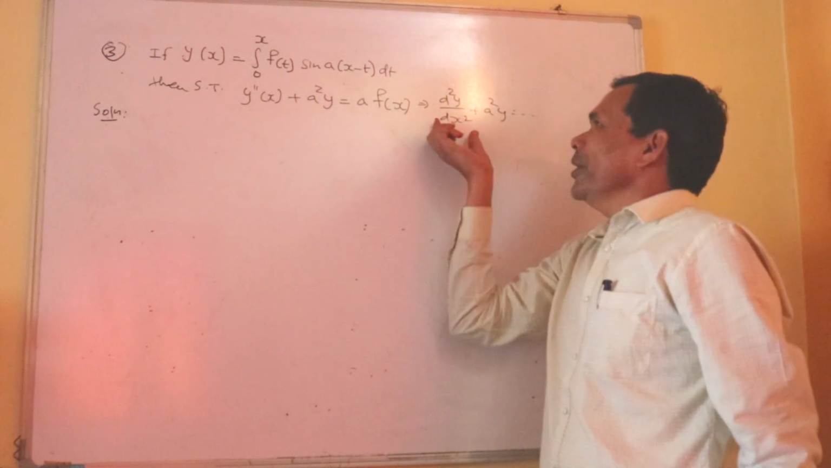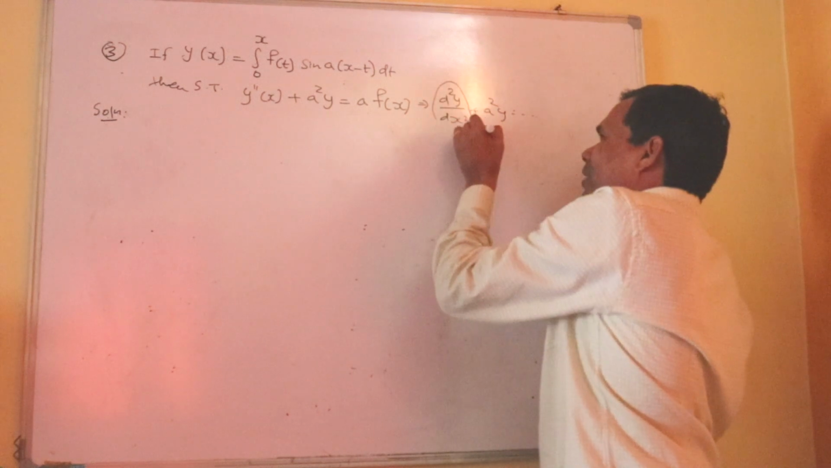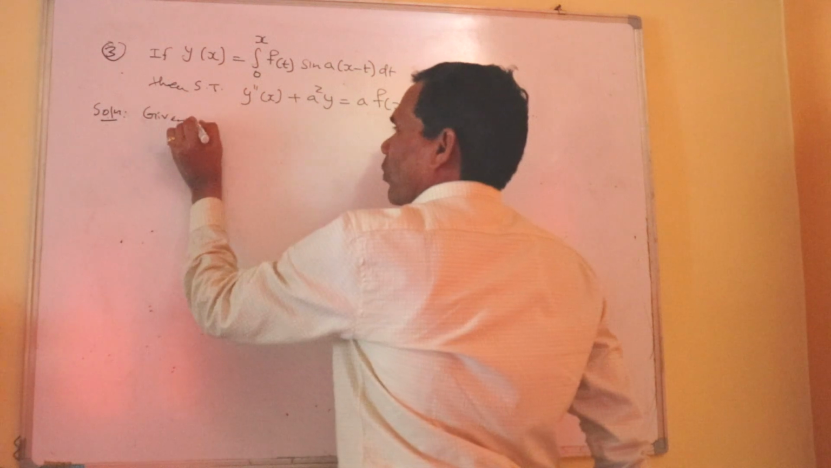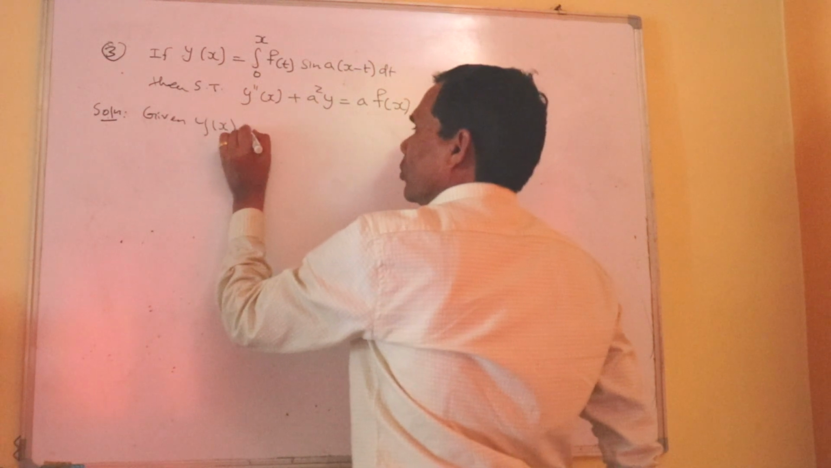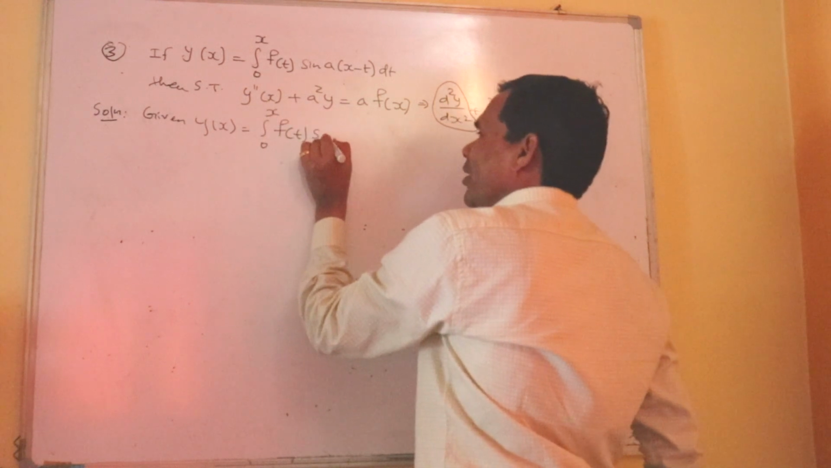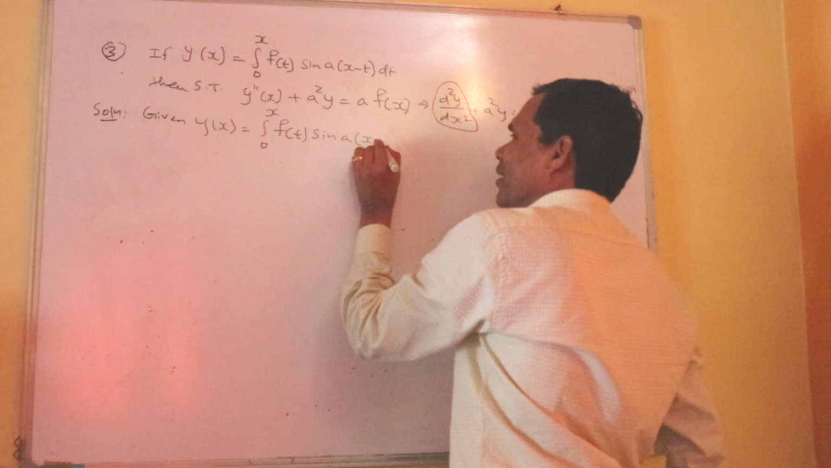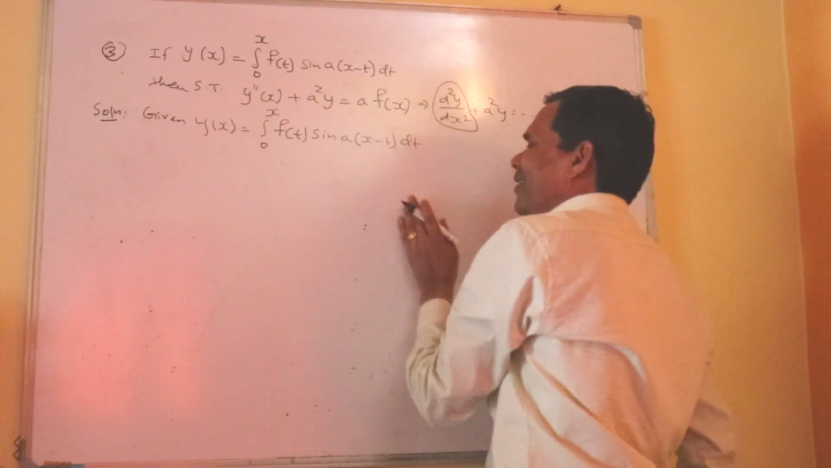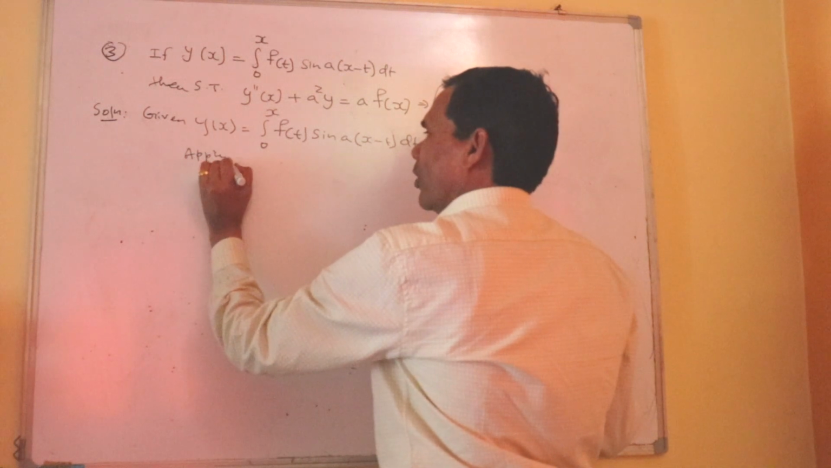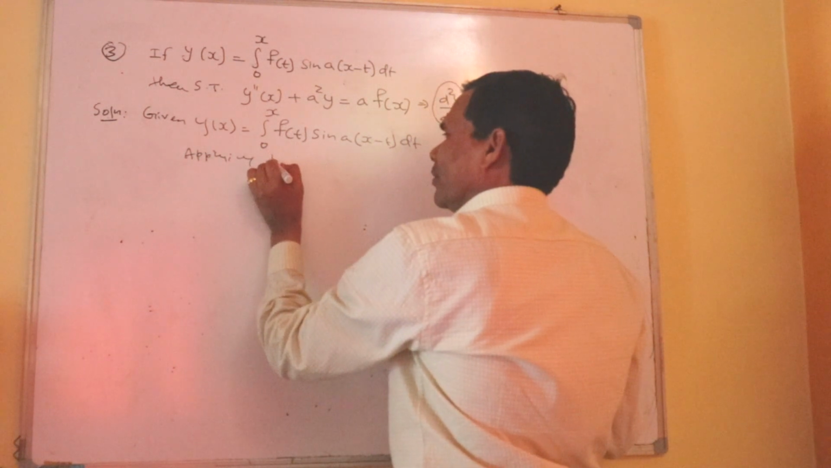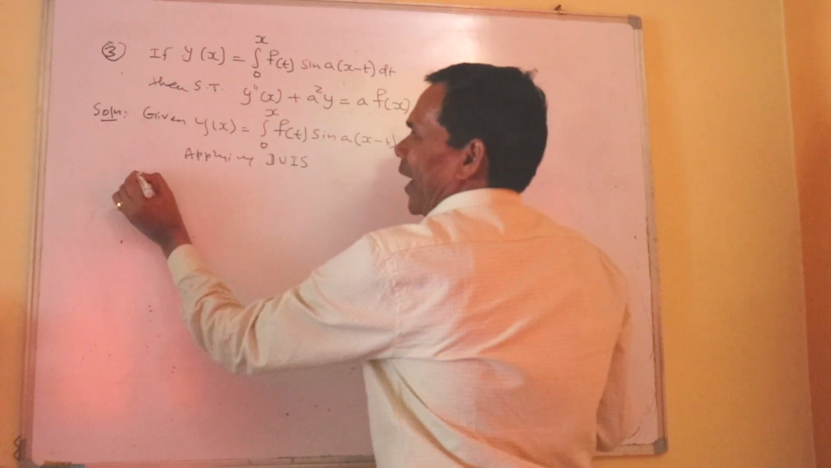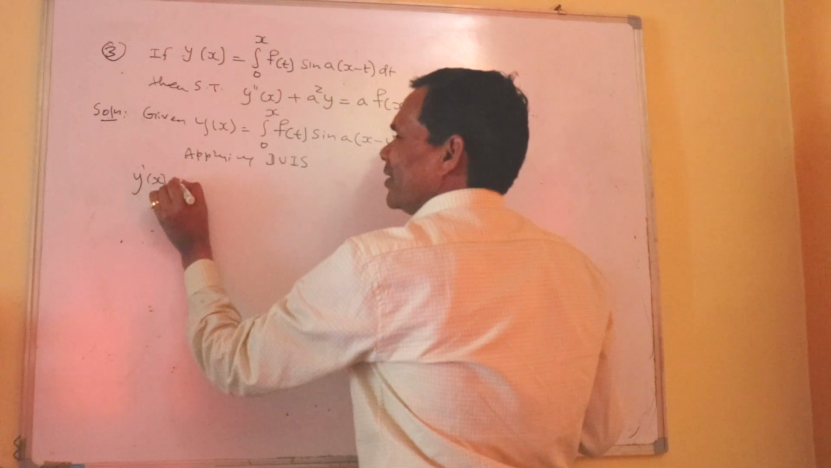So we have to apply the second rule of DUIS 2 times. It is given y(x) is equal to the integral from 0 to x of f(t) sine of a(x minus t) dt. Applying the second rule of DUIS, y dash x means it is dy by dx.